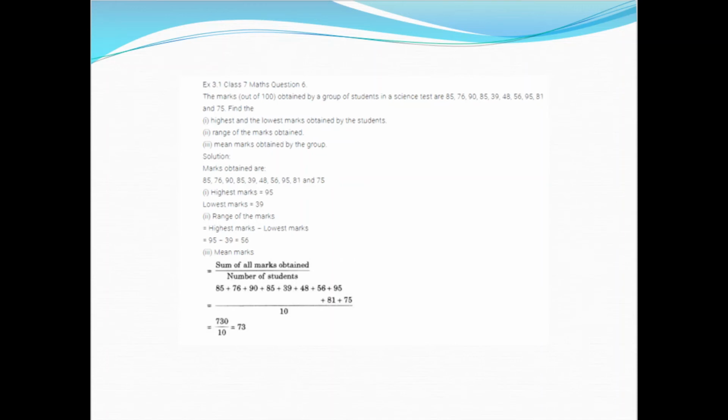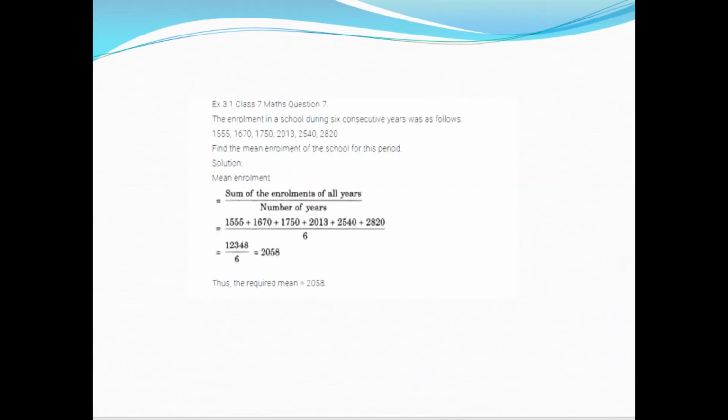Then we need to find the mean, the sum of all the marks obtained divided by the number of students. As given in the data, we add up all the values and divide by the total number of students, that is 10. So 730 divided by 10 equals 73.